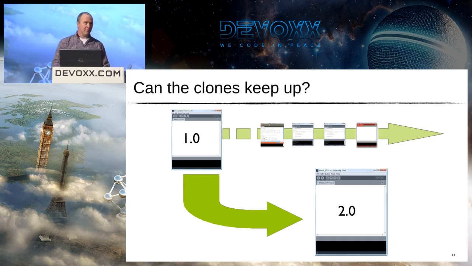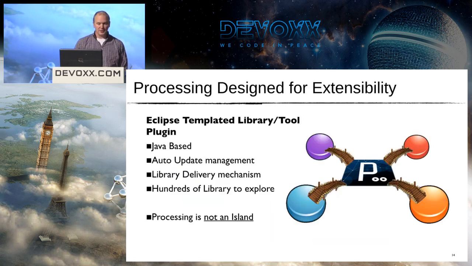But can the clones keep up? As we know, as Java programmers, any decently large project, once it gets forked, starts decaying. And Arduino, Processing's done really well. It's continued its development path. It's now on to 2.0. And in fact, 2.0 has got some very nice features.